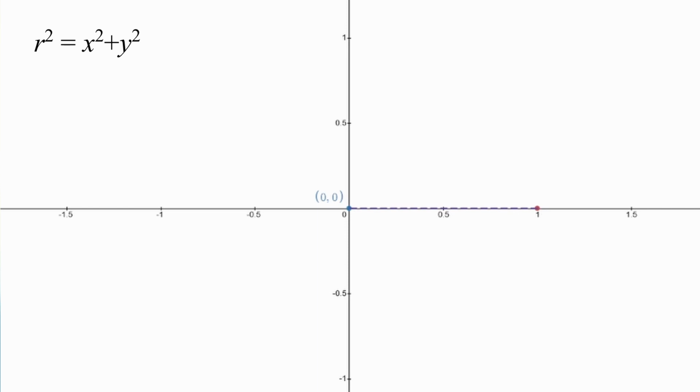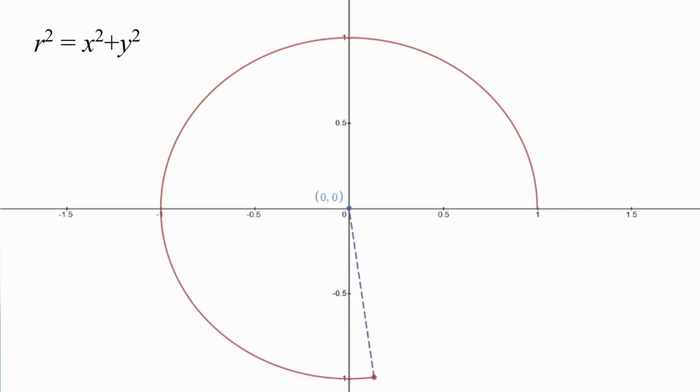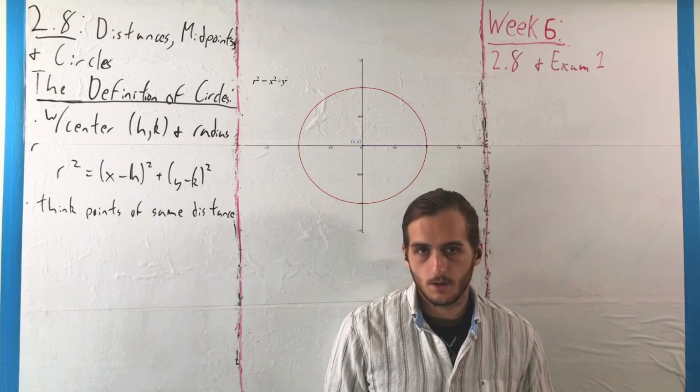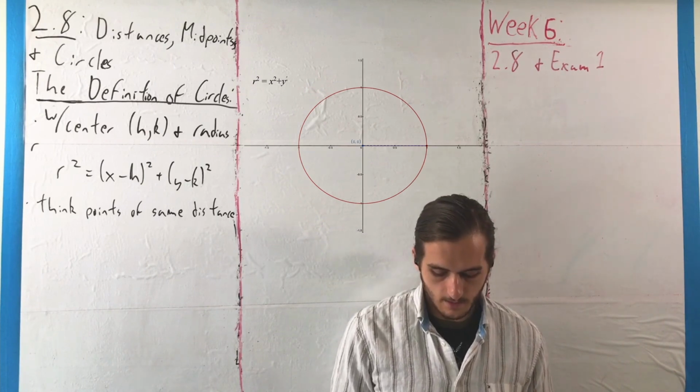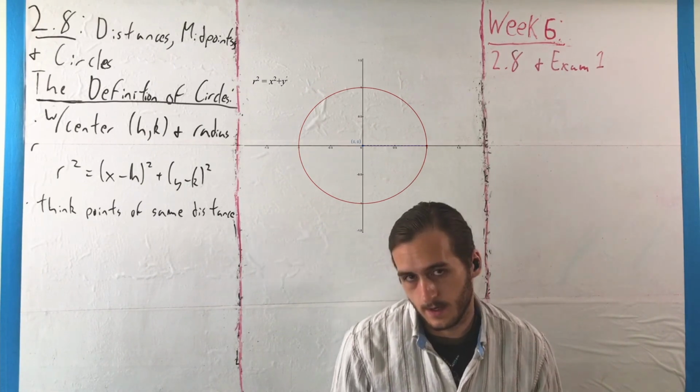But what you can think of that as doing is you take that value r and you spin it all the way around the circle to get every single possibility there, to get everything that you could possibly want for that circle, because it describes all things of the same distance from the center in terms of the radius.